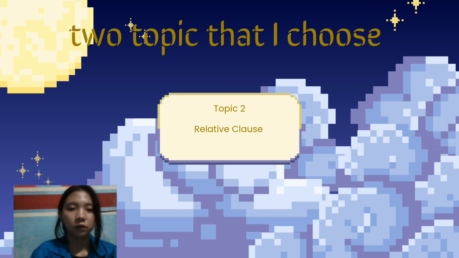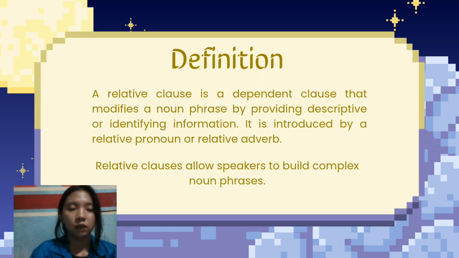Topic number 2, relative clause. The definition is, a relative clause is a dependent clause that modifies a noun phrase by providing descriptive or identifying information. It is introduced by a relative pronoun or relative adverb. Relative clauses allow speakers to build complex noun phrases.